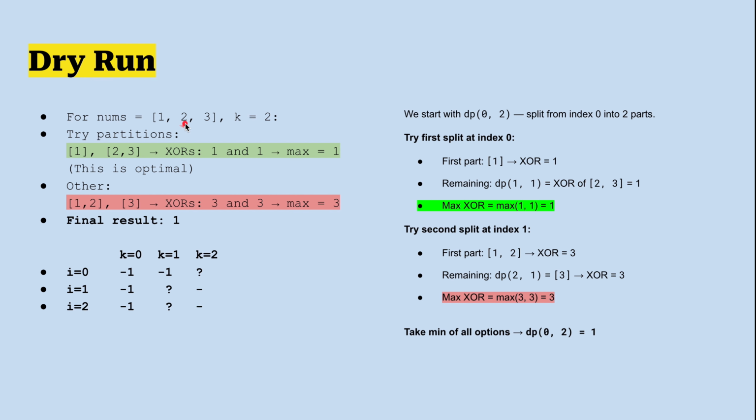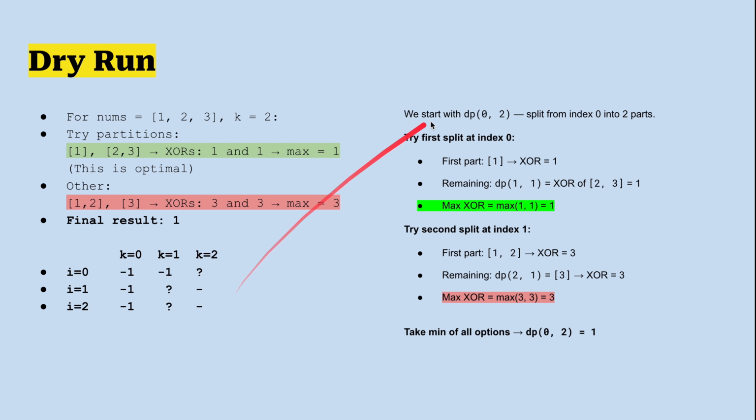Let's suppose we partition here instead. It means we'll get 1, 2 and 3. In this and this, the XORs are 3 and 3, so the max is 3. We have to find the minimum between this and this. What is the minimum one? This one. So we get the final answer as 1.